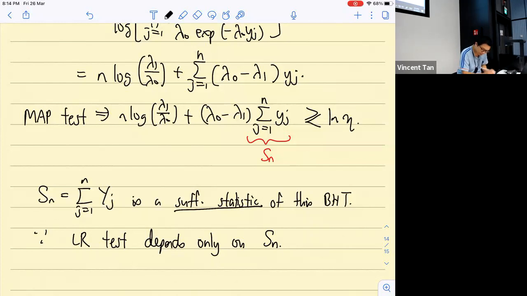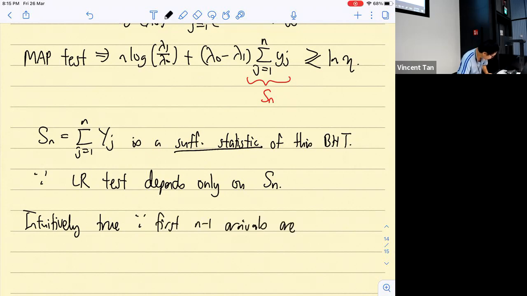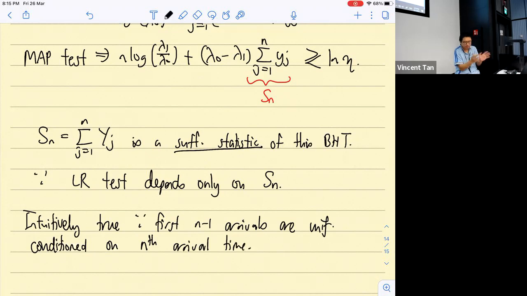Why is this intuitively true? This is intuitively true because the first n-1 arrivals are uniform, conditioned on the nth arrival time. So there's no information in the first n-1 arrivals anyway.